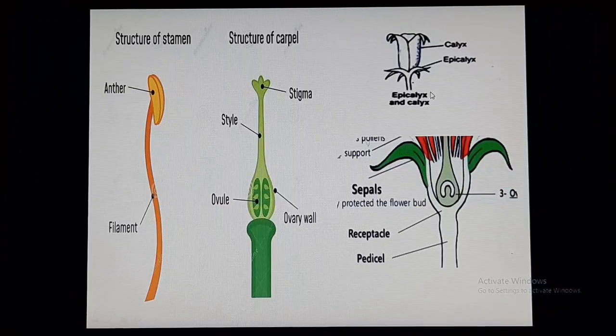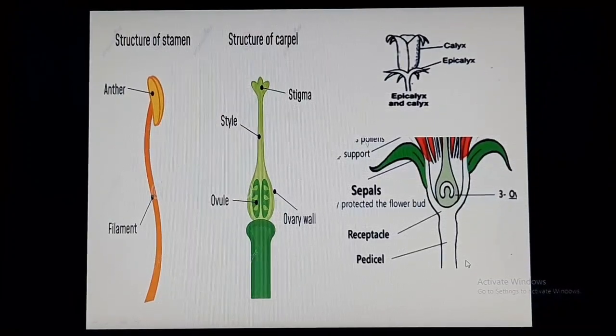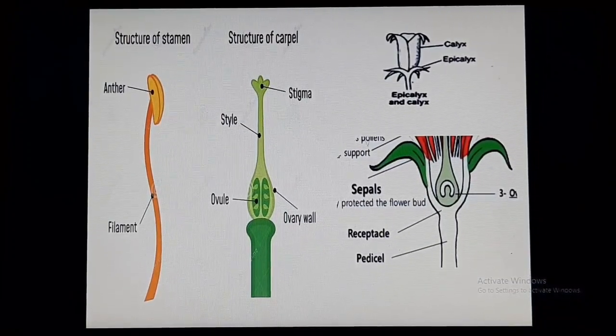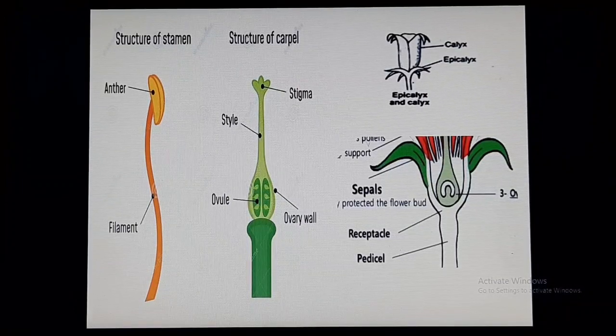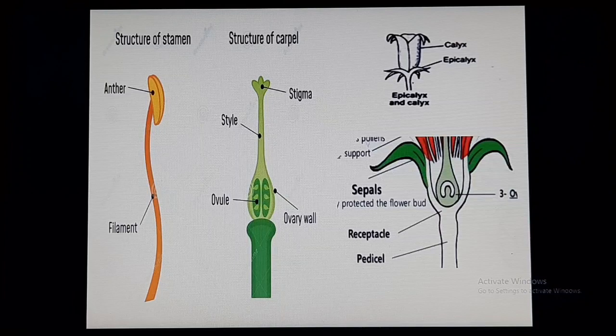Look at the picture of that portion, the apicalyx and calyx. This is the calyx, which consists of sepals. Beneath the calyx there is an apicalyx, which is green in color. Beneath the sepals there is the receptacle, and under the receptacle there is a pedicel. So the pedicel enlarges into the receptacle or thalamus, and it contains the four whorls. So dear students, today this part is only for the flower. I want to stop there.